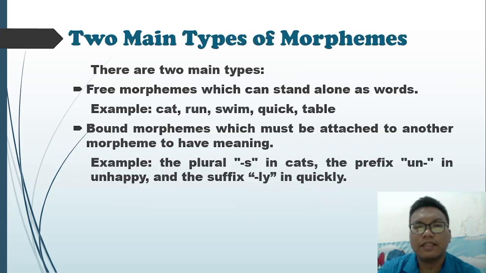There are two main types of morphemes. First, free morphemes, which can stand alone as words, for example cat, run, swim, quick, and table. Second, bound morphemes, which must be attached to another morpheme to have meaning, for example the plural s in cats, the prefix un in unhappy, and the suffix ly in quickly.